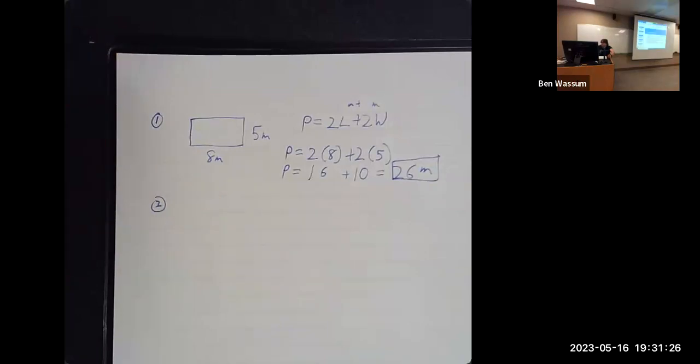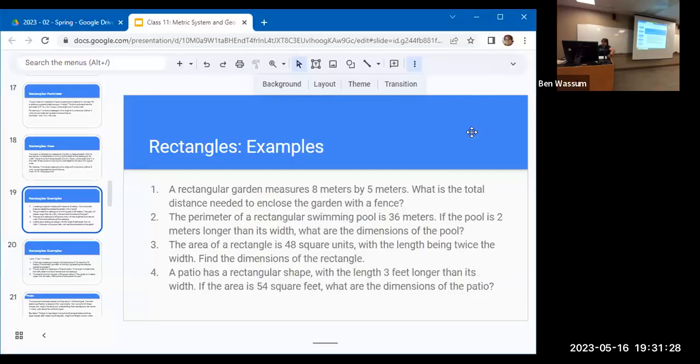Let's do more. So this one actually starts off giving us a perimeter. It says the perimeter is 36 meters. If the pool is 2 meters longer than wide, what are the dimensions of the pool?